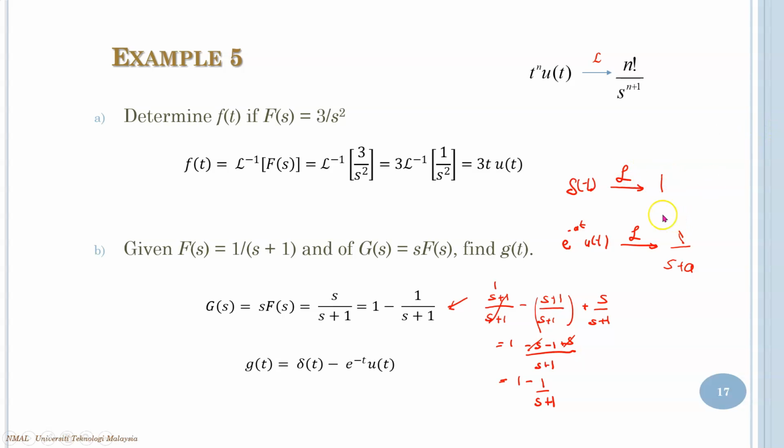So for the inverse Laplace transform, you look at the right hand side and then match it back to the left hand side. So g(t) will become delta(t) minus e to the power of negative t times u(t). Here a should be 1. So don't forget this u(t), because it shows you the unilateral Laplace transform. Let us see more examples.